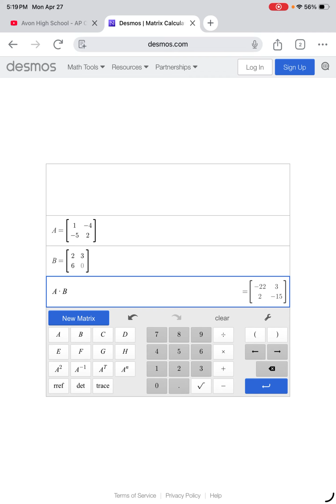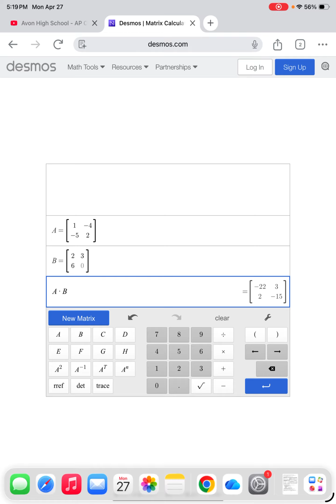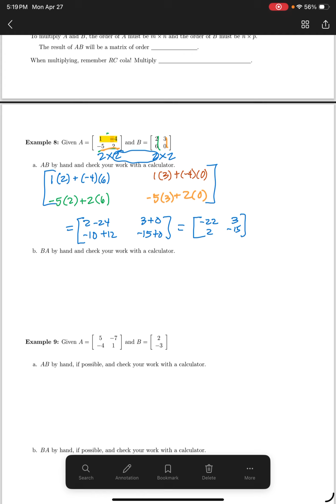So negative 22 and 3 for the top row, and 2 and negative 15 for the bottom row, which I believe matches exactly what we got by hand. So always good to check your work and confirm and get it correct.